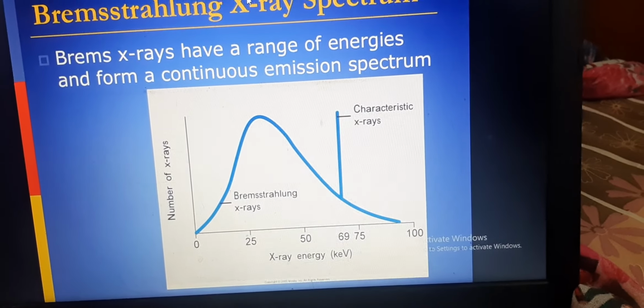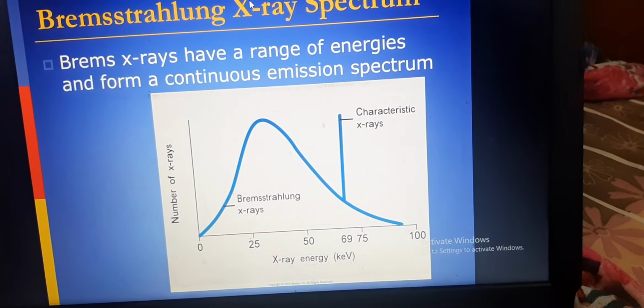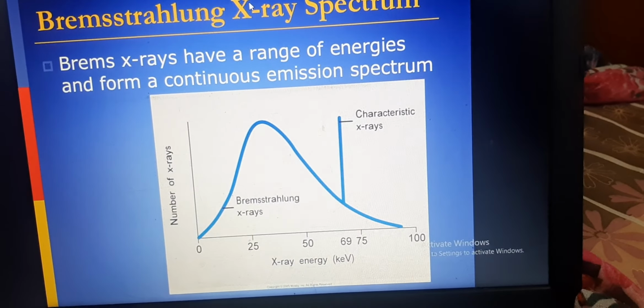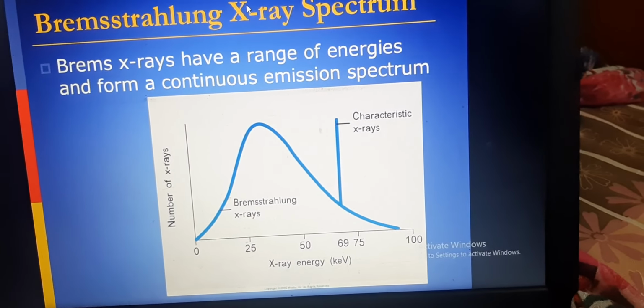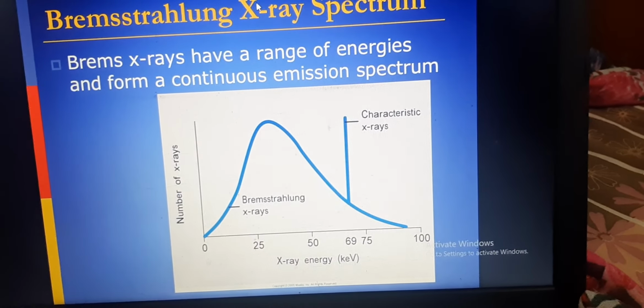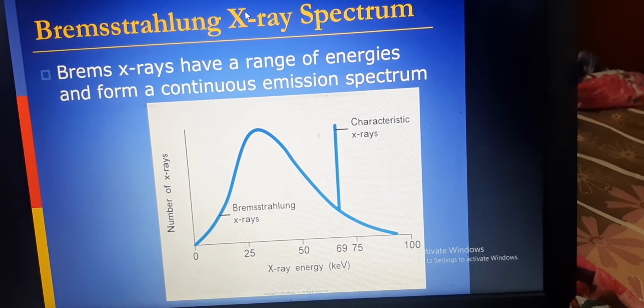The greatest number of X-rays emitted have energy approximately 1/3 of the maximum energy. The number of X-rays emitted decreases at very low energy, and below 5 keV it nearly reaches 0.